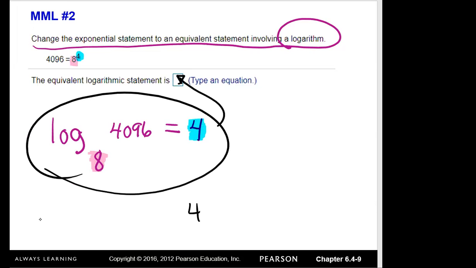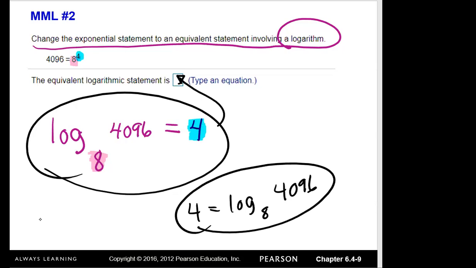Or you can write it 4 equals log base 8 of 4096. It doesn't matter. When you have an equal sign, the stuff on the left always equals the stuff on the right. Doesn't matter which side it's on.